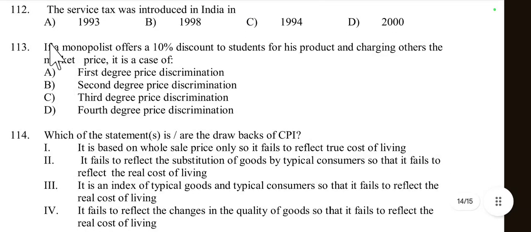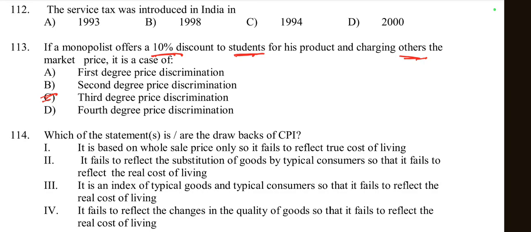Then if a monopolist offers a 10% discount to students for his product and charges others the market price, is it a case of first degree, second degree, third degree or fourth degree price discrimination? It is called third degree price discrimination because there are two groups, one is the student group and the other group. From students he charges a 10% discount and from others the normal price.